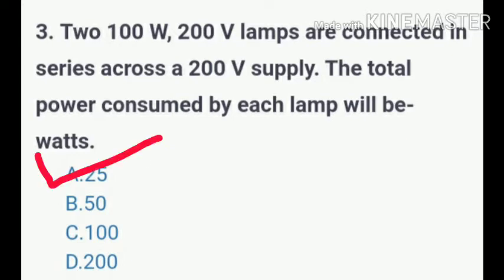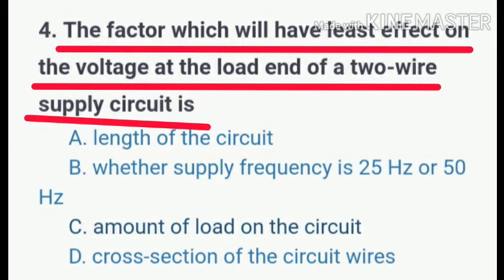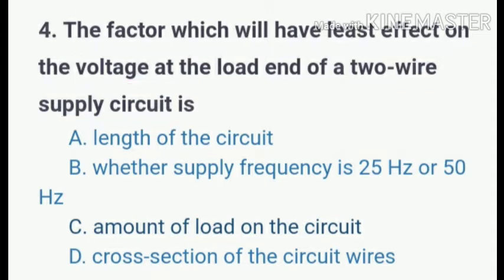So the next question of this series is, when will the power factor have the least effect on the voltage at the load end of a two wire supply circuit. So we know that the power factor is least affected by the frequency. We know that whenever the supply frequency is 50 or 25 hertz, it is the least affected. So here we get option B. Whenever the supply frequency is 25 hertz or 50 hertz, it is the least affected for the two wire supply circuit.